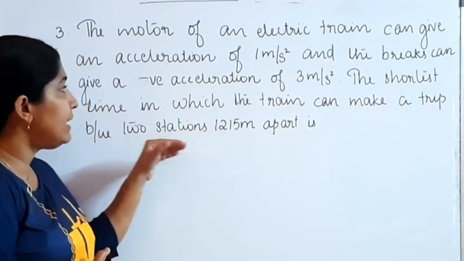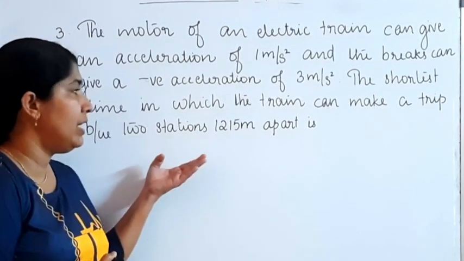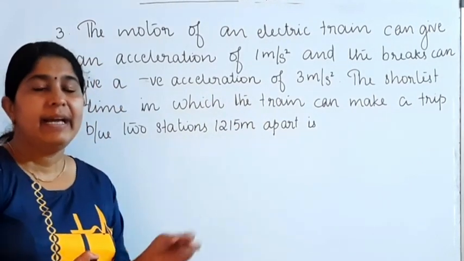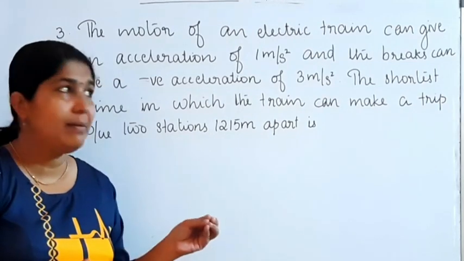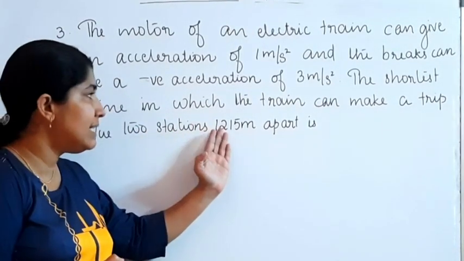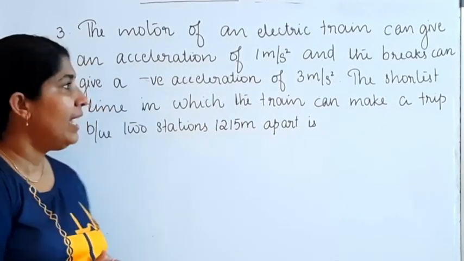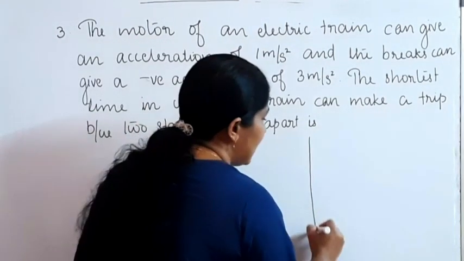The shortest time in which the train can make a trip between two stations 1215 meter apart is. In this question, we want to find out the shortest time in which the train can make a trip between the two stations which are at a distance 1215 meter. Okay. For this, we can draw a graph just like this.